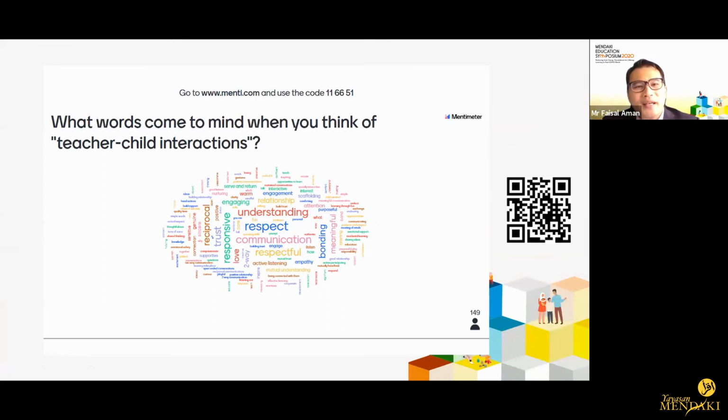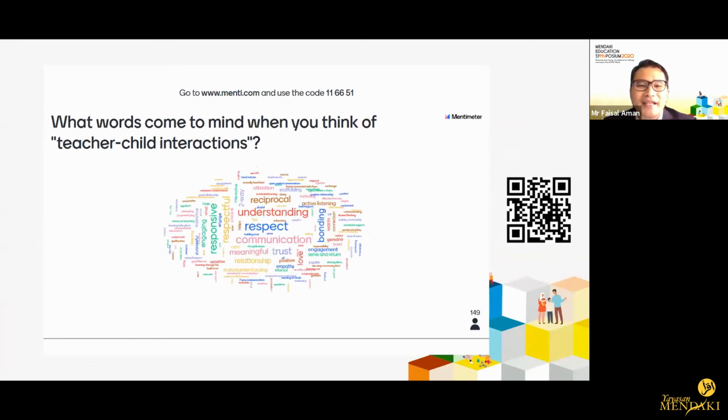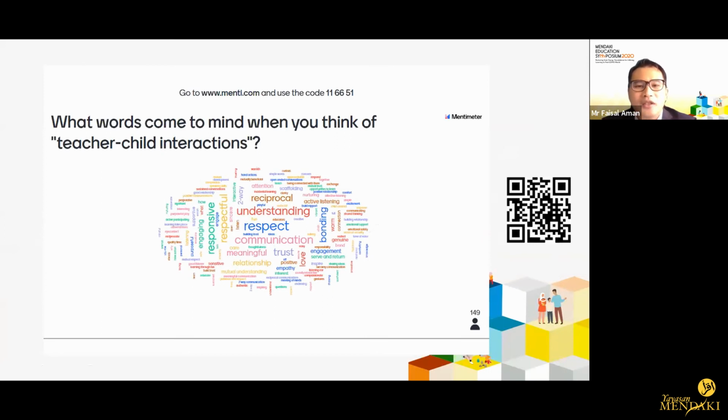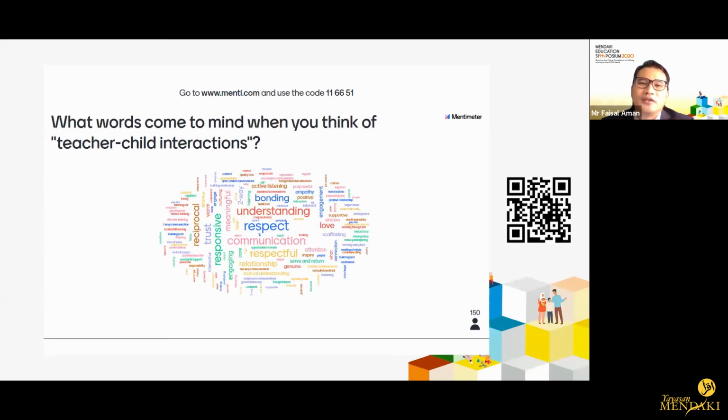So what words come to mind when you think of teacher-child interaction? We have very big words such as understanding, respect, communication, meaningful, and trust. Let's go back to Madam Seri Rahayu, and then we'll go to Dr. Nirmala. Madam Seri Rahayu, are you surprised that there's a focus on bonding, respect, understanding, and communication?